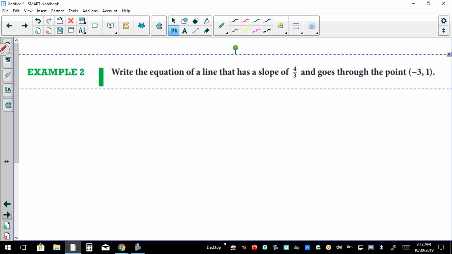Do this one. Write the equation of a line. This is a little different. It has a slope of 4/3. So is this going to be a positive or negative sloping line? Positive, because 4/3 is positive. And it goes through the point -3, 1. You cannot graph it. You may not graph it. That's the catch. I want the equation of that line right there.